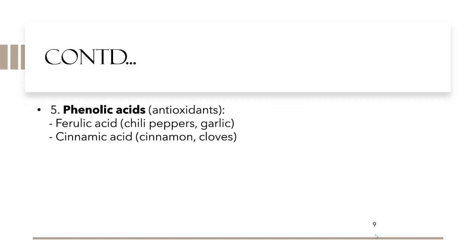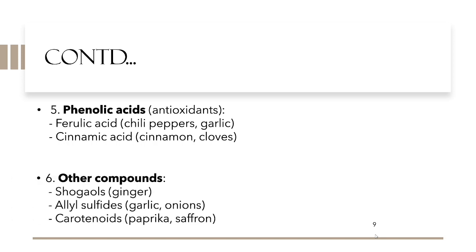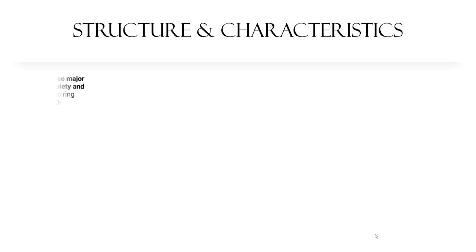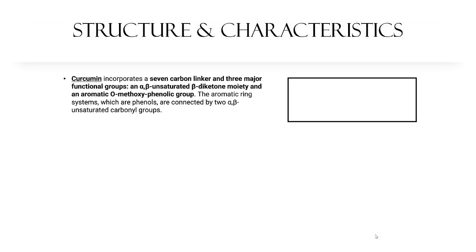The next category of functional compounds are phenolic acids. Phenolic acids are characterized by their aromatic ring structure and one or more hydroxyl groups. They help neutralize harmful free radicals in the body, thus reducing oxidative stress and inflammation and help in improving the digestive health. The various structures of functional compounds are like curcumin, a 7-carbon linker and 3 major functional groups.